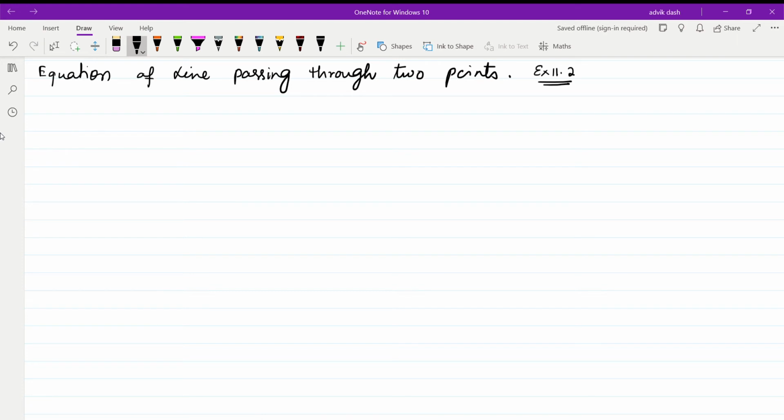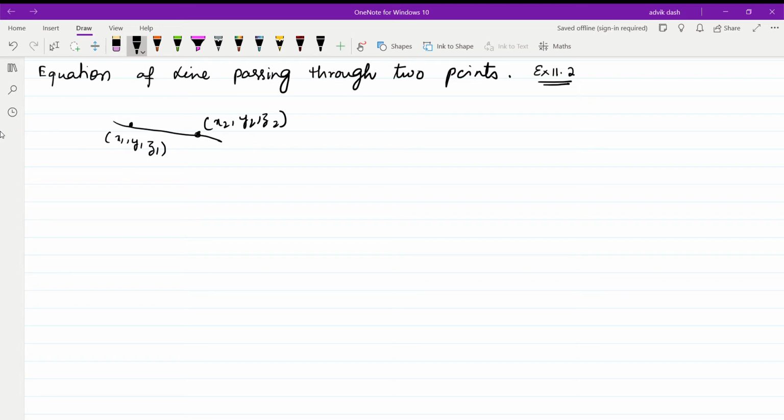This concept is also very simple. You will be given 2 points, that's all. You have to find the equation of the line through these 2 points in space. That means x1, y1, z1 will be given to you, and x2, y2, z2 will be given to you. You need to find the equation of the line in space.